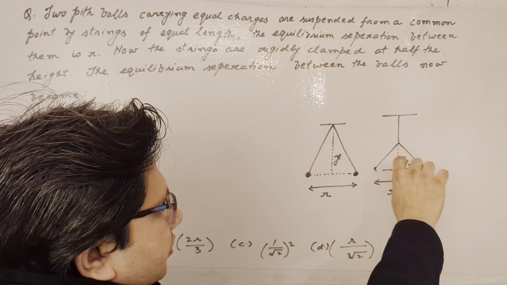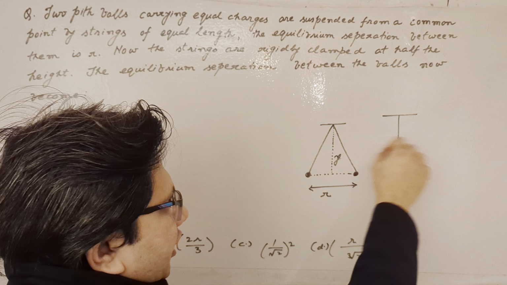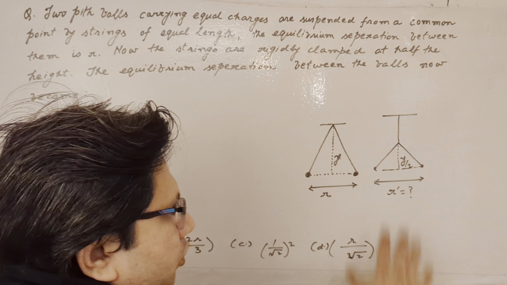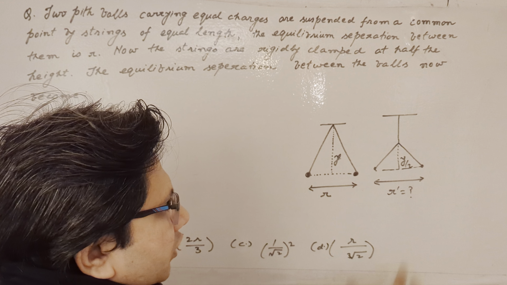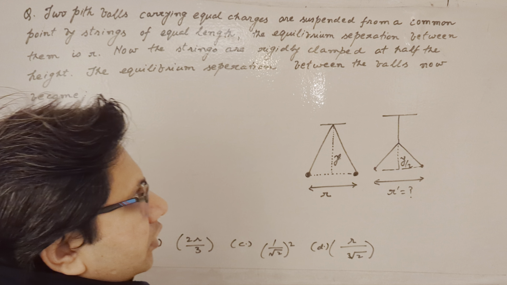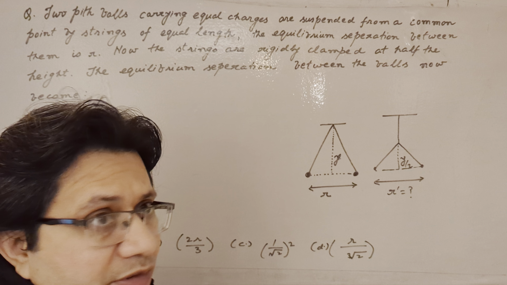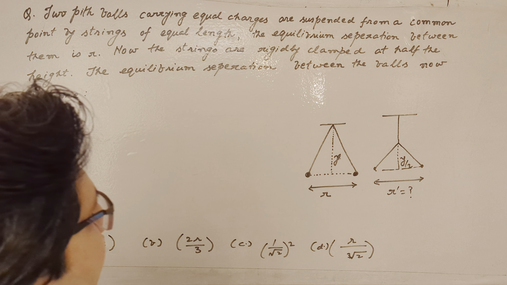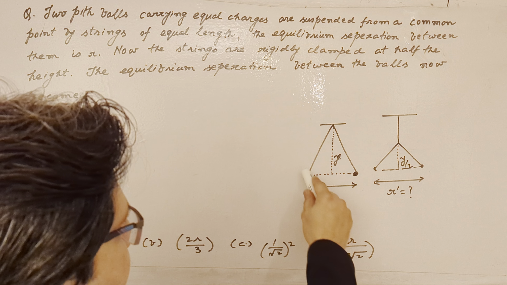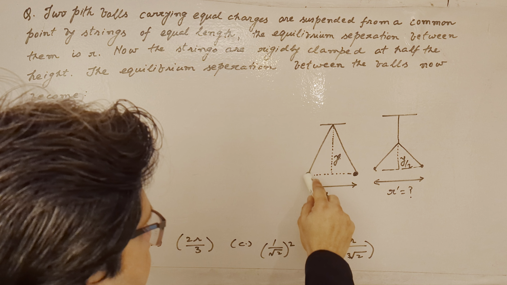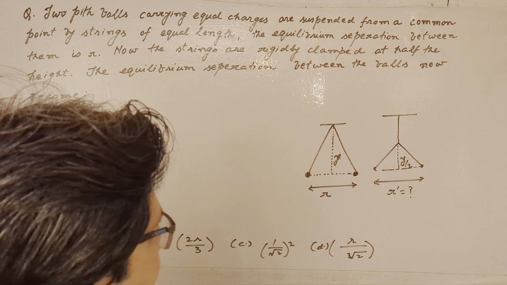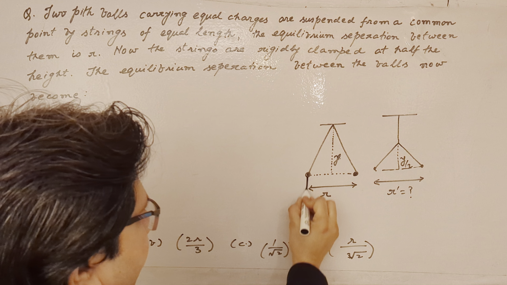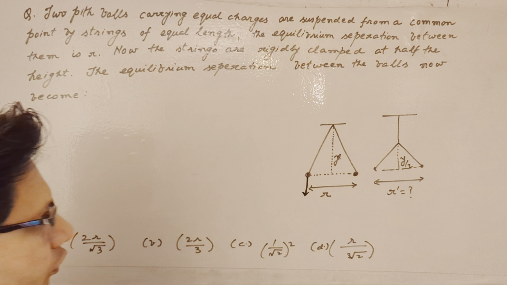Now in the second situation, the strings are clamped at half the height, so this y now becomes y by 2. When this y changes, what is the new distance between them in terms of the earlier distance? That's the basic problem. To solve it, first of all we have to check the forces acting on a particular ball. For example, we take this ball and show the different forces.